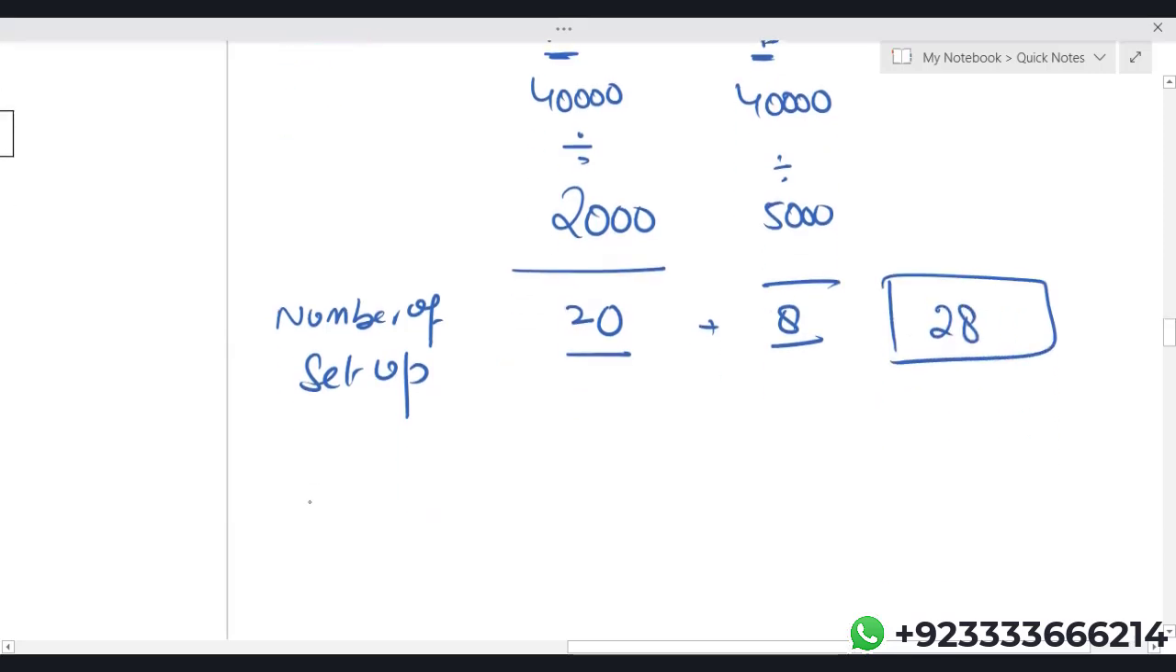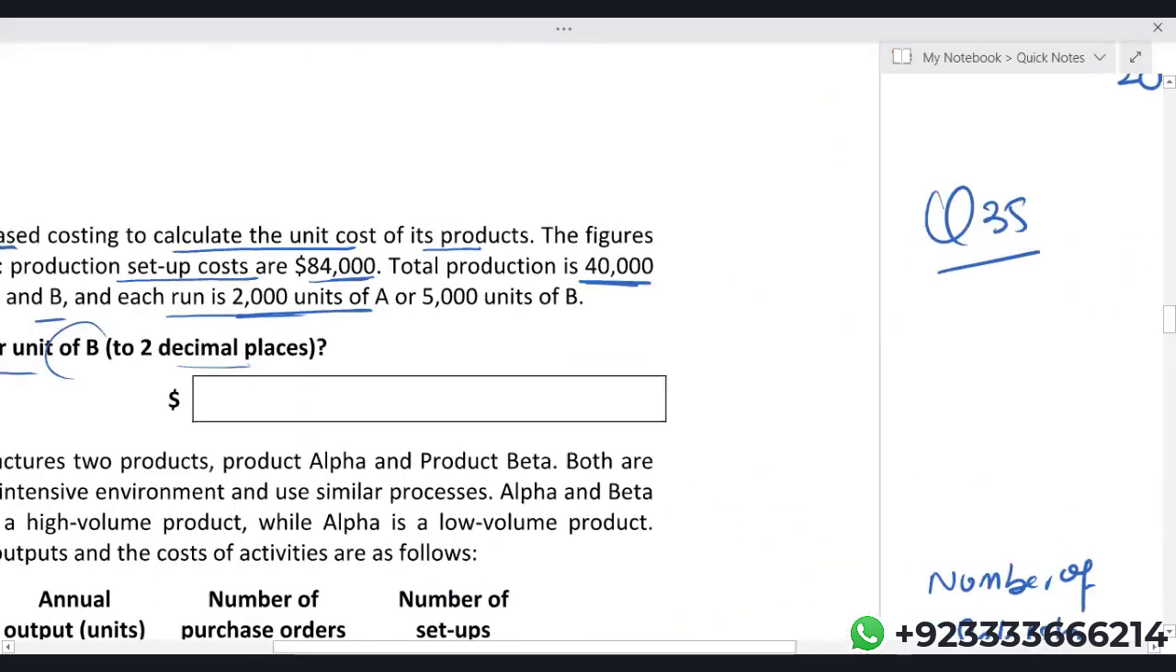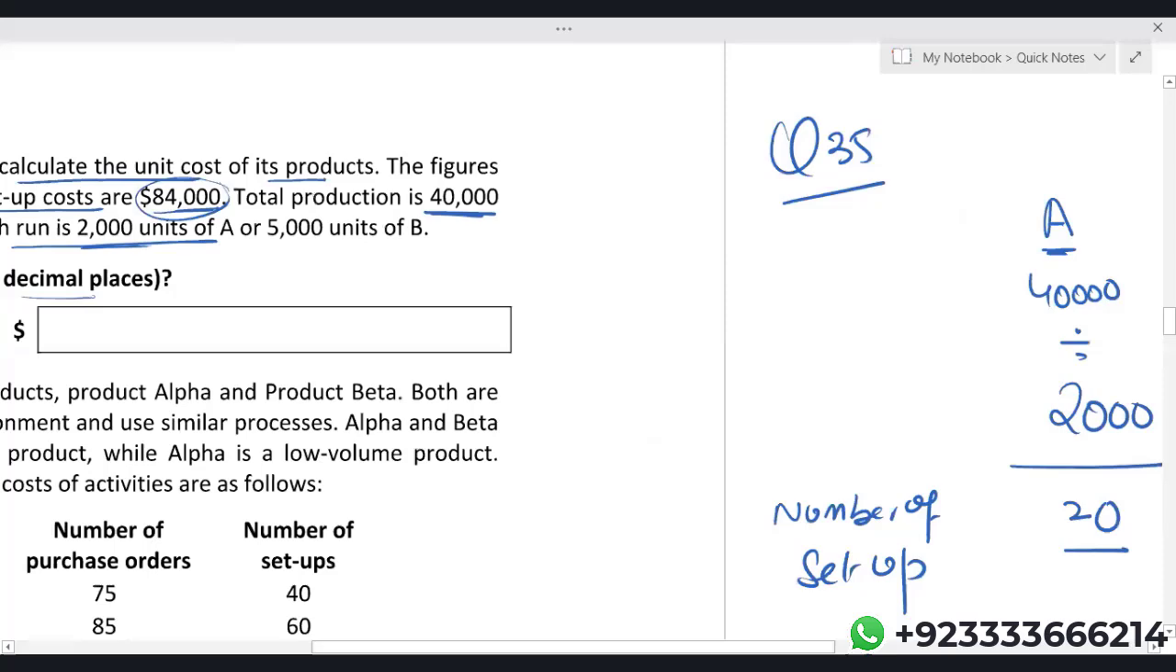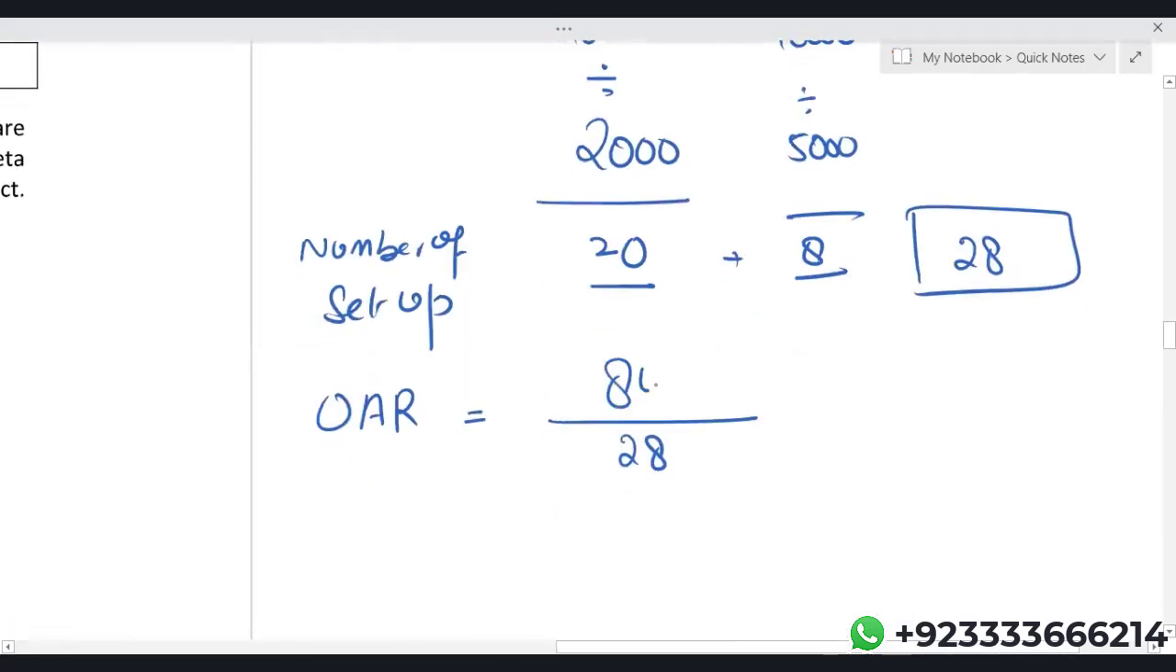Now, very easily we can calculate the overhead absorption rate per setup. Number of setups we have calculated is 28 and total setup cost is 84,000. So I would say exactly the same question with a little change in the data. We're getting the answer $3,000 per setup.